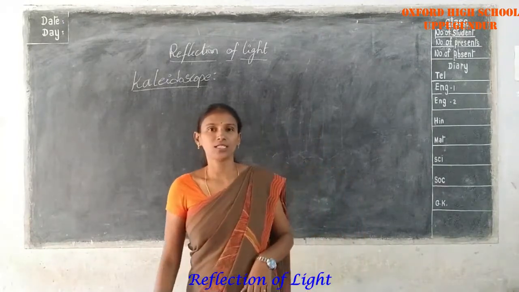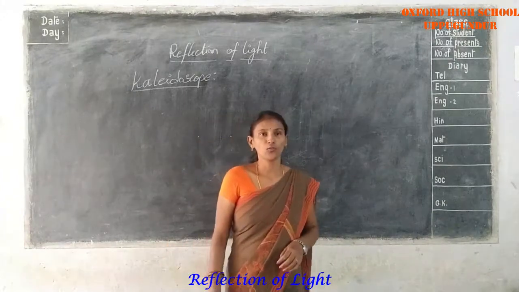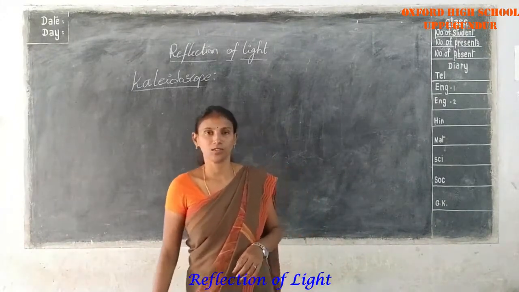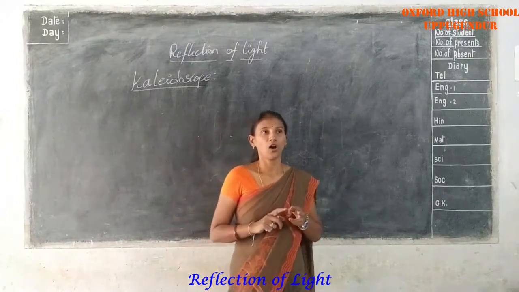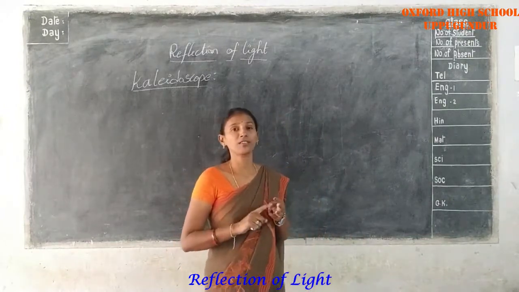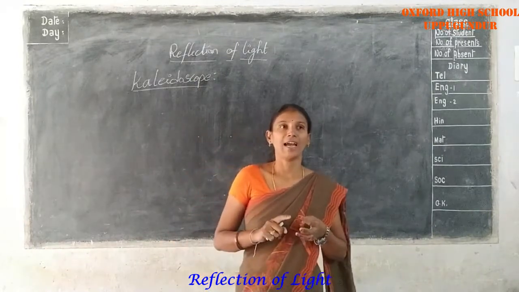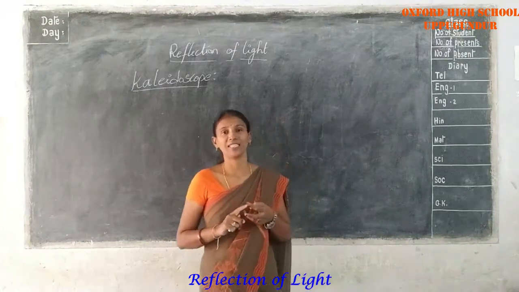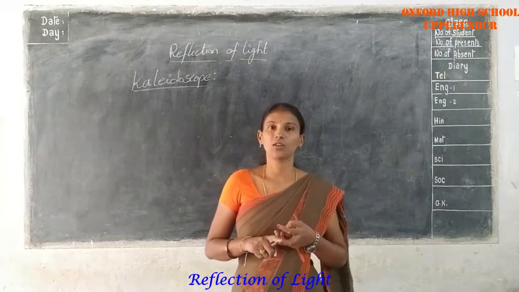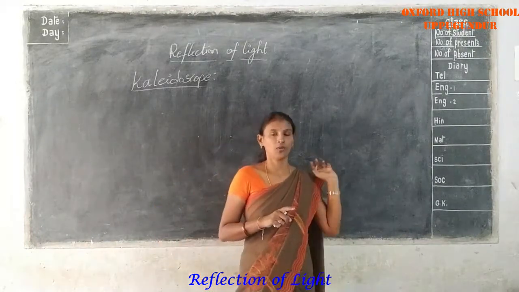Today we are discussing the next topic, the kaleidoscope, in the reflection of light. In the previous class we discussed some points: how multiple images are formed. It mainly depends on two points. First, how many mirrors are used in the activity. And second, the angle between the mirrors. So mainly these two points determine how the images are formed.